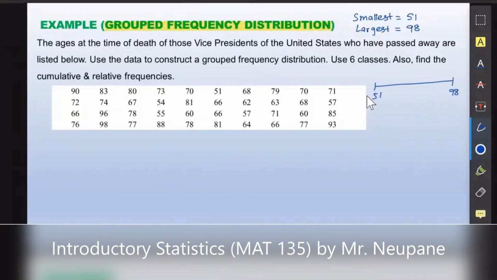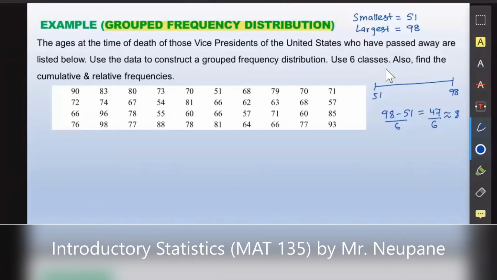What is the difference between 98 and 51? If we subtract that, it is equal to 47. So the difference is 47, and we want to divide this into 6 classes. 47 divided by 6 is going to be like 7 something, approximately 7.8. So I can think of that as approximately 8.